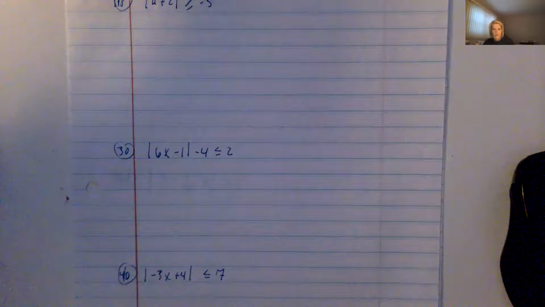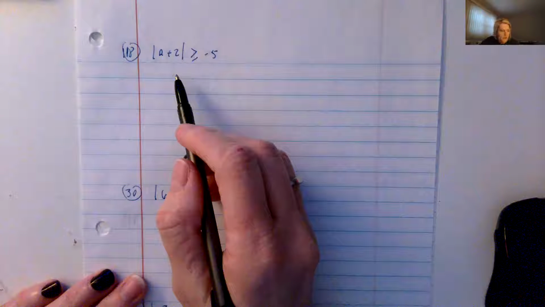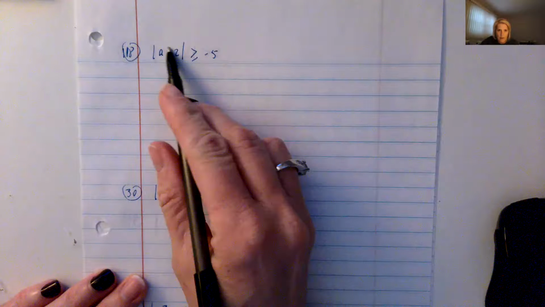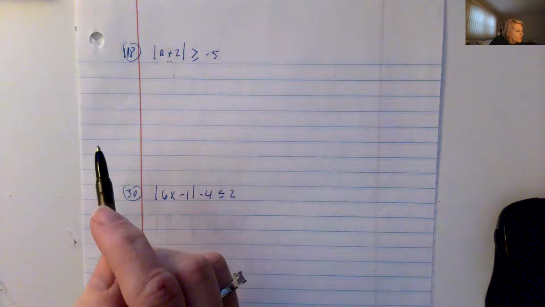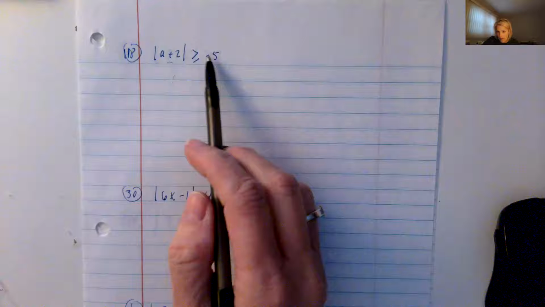So let's look at number 18. Okay. So now we have an expression inside the absolute value, but it's a greater than. It says solve each inequality. So where is the absolute value of A plus 2 greater than or equal to a negative 5?